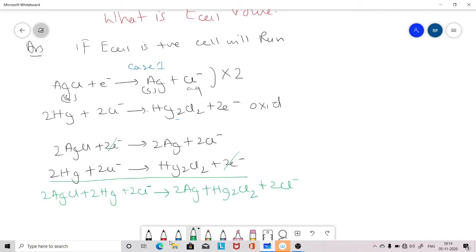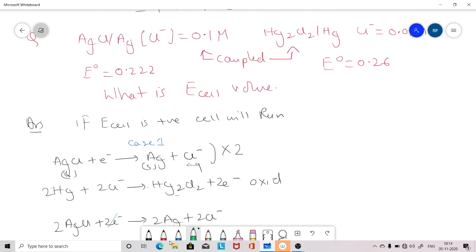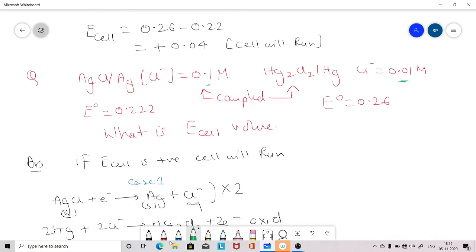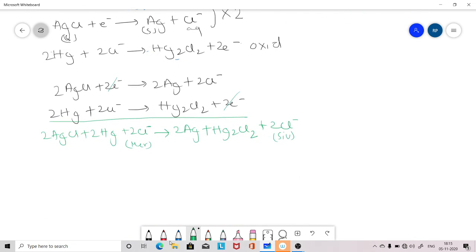This one I am writing as silver, and this one is from mercury. Above we have taken the chloride ion concentration for this one as 0.1, and here it is 0.01. Now we cannot cancel out the 2 chloride ions here, because their concentration is different. So don't cancel out if the concentration is different.